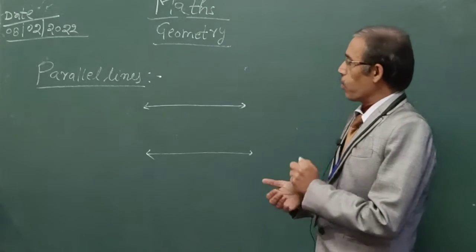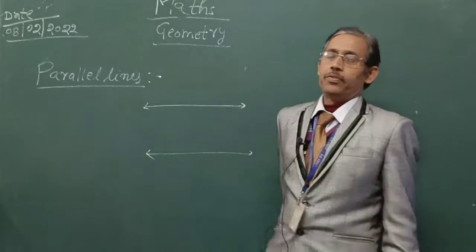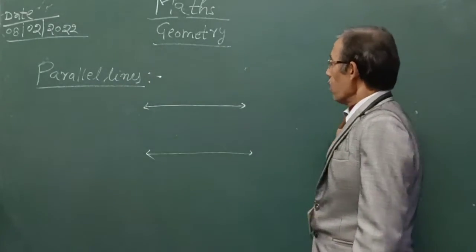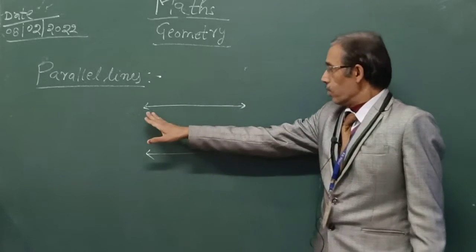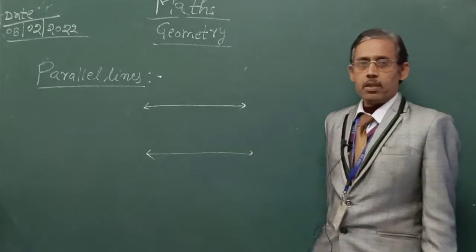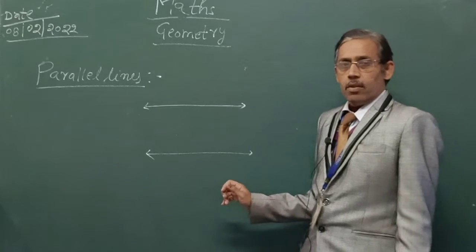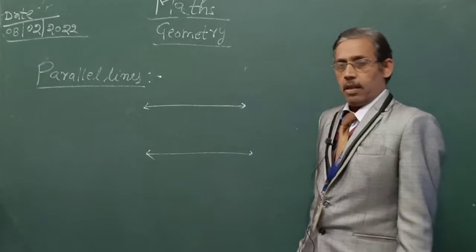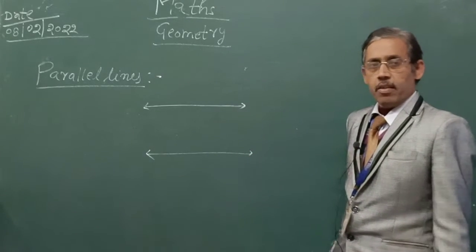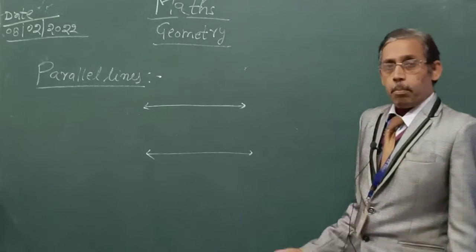In today's video, I am going to explain about parallel lines. Parallel lines: two co-planar lines that never meet, even when extended, and the distance between them everywhere remains constant, are called parallel lines.